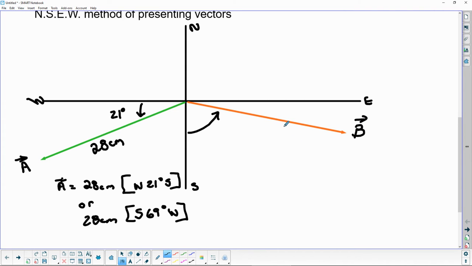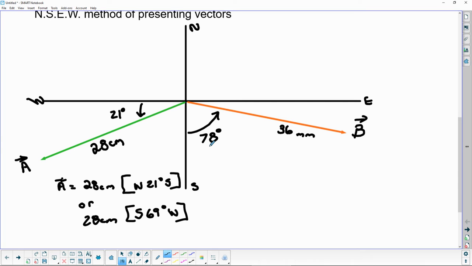We'll say that this is 36 millimeters. And we'll say that this angle here is 78 degrees. Okay, I'll give you a minute or two to write your guess, or what you think it is, and then we'll do it. And that's our second major point of how you present the vectors.